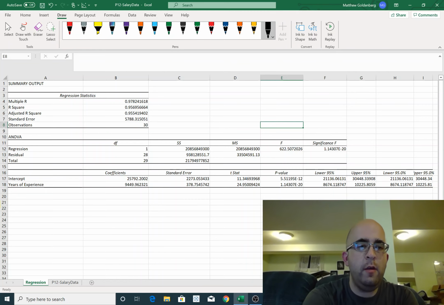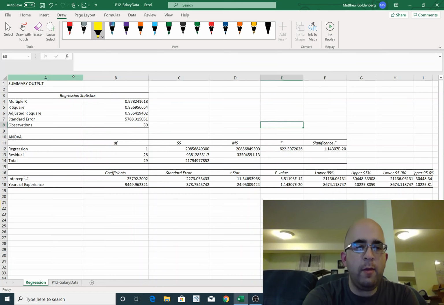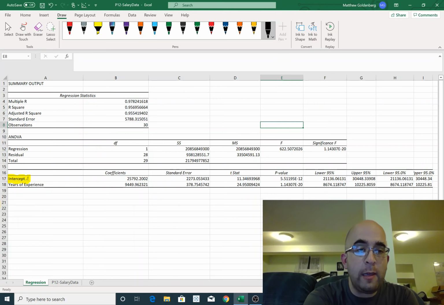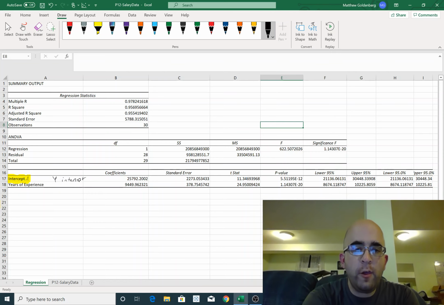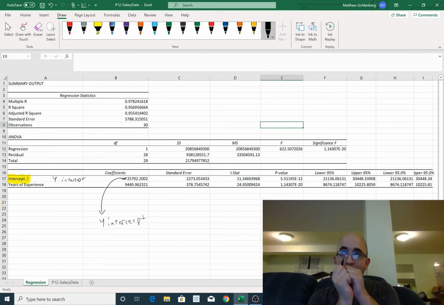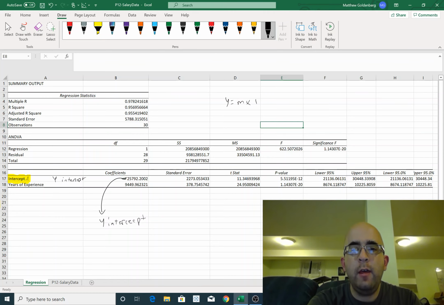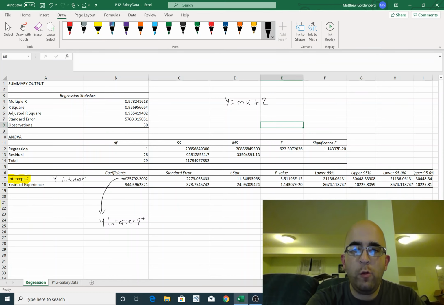I'm going to highlight a couple things here. This intercept right here stands for your y-intercept. Remember, we're dealing with lines. It's a linear regression for a reason. This coefficient right here is your y-intercept. If you were to write the equation of the line that's trying to predict your DV from your IV, then y is equal to mx plus your y-intercept, which is 25792.2.